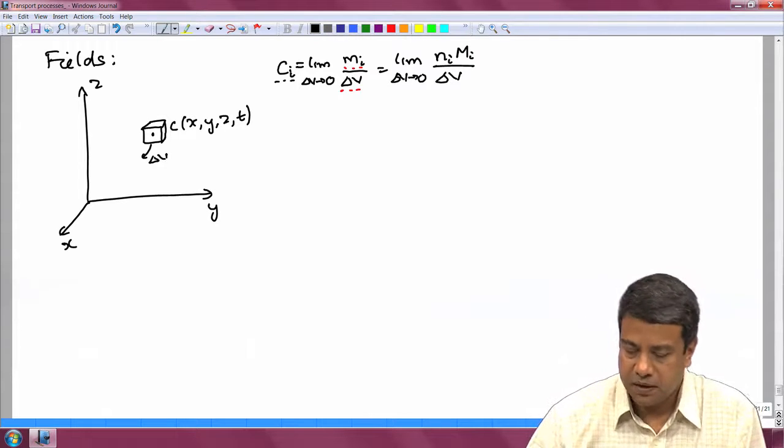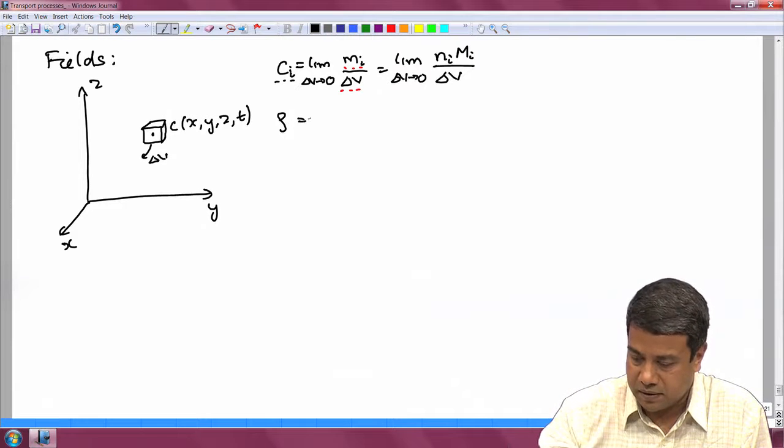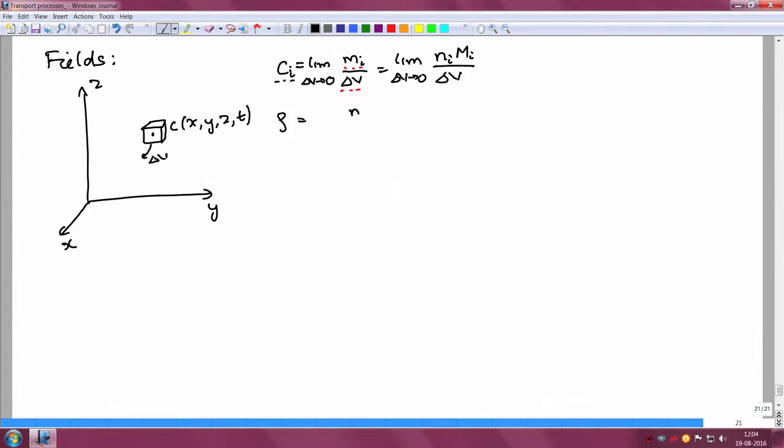I can define the density. The total density is equal to the total mass of everything put together, divided by the volume in the limit as delta V goes to 0. So, this is going to be equal to the summation over all species of the number density of each species times the molecular mass of each species, divided by delta V.